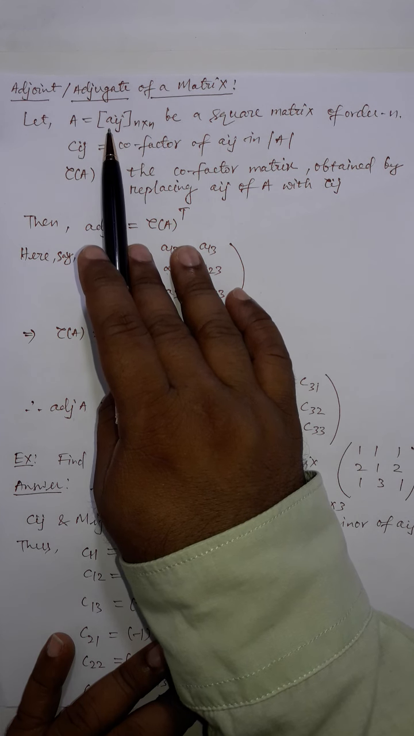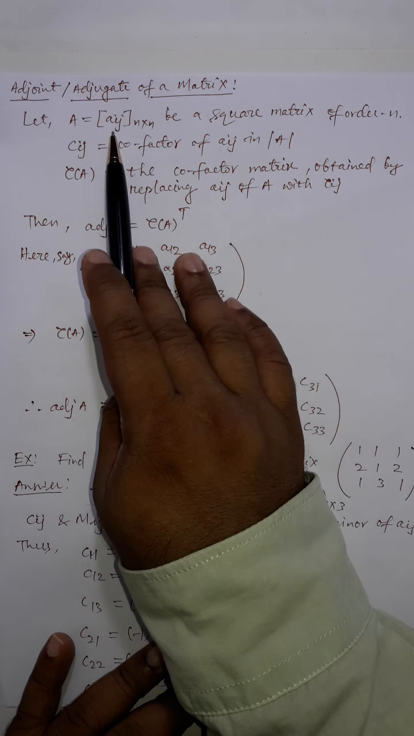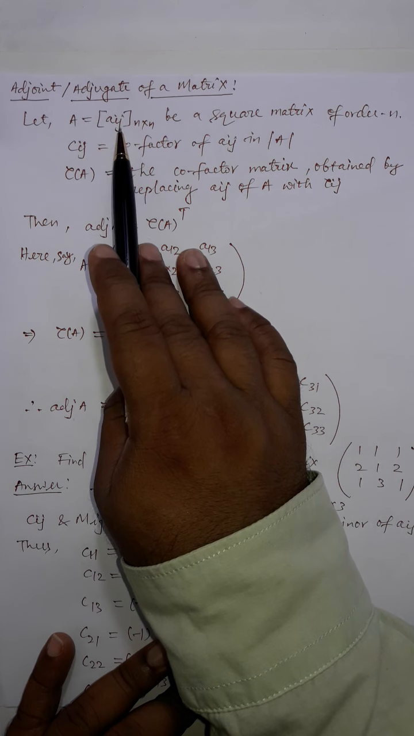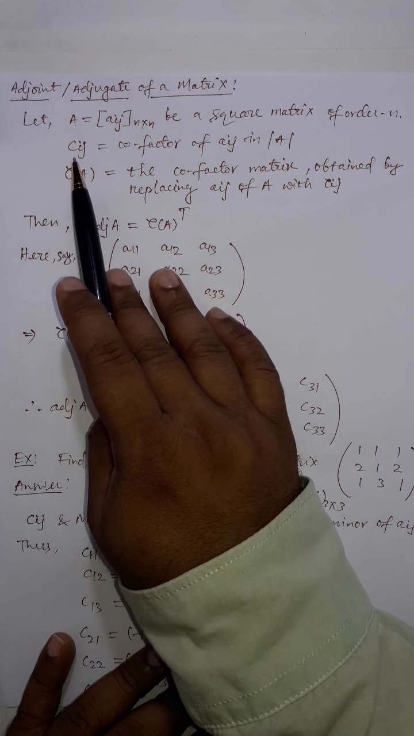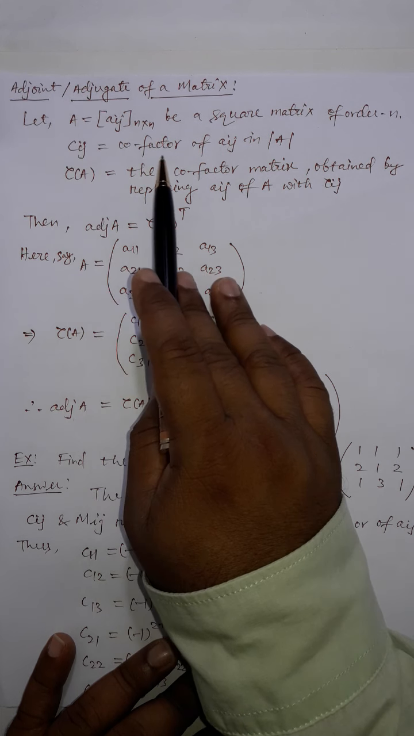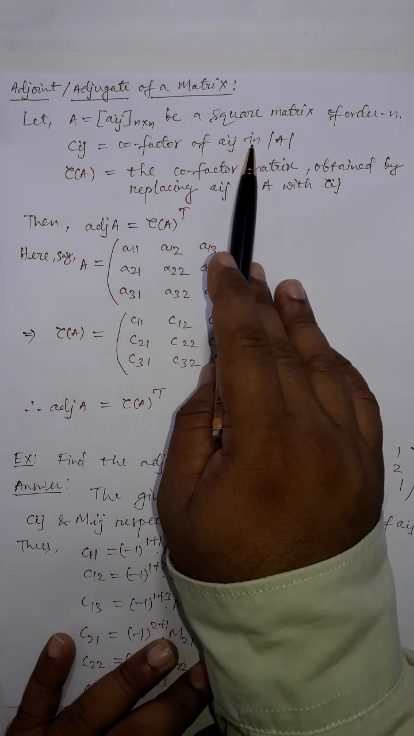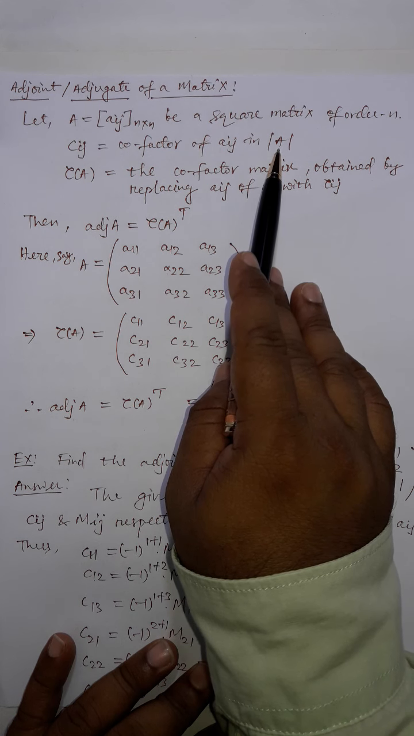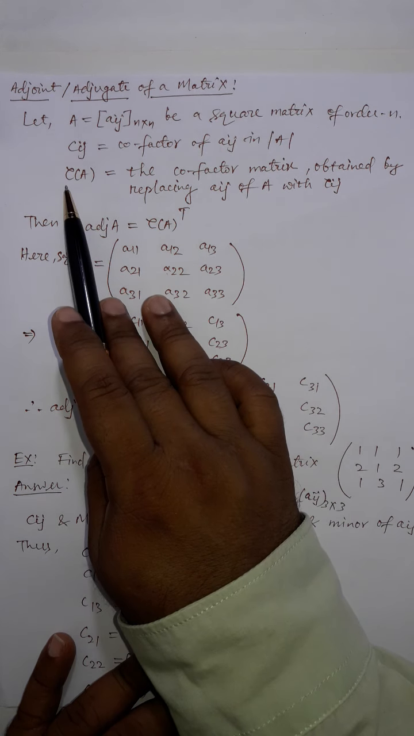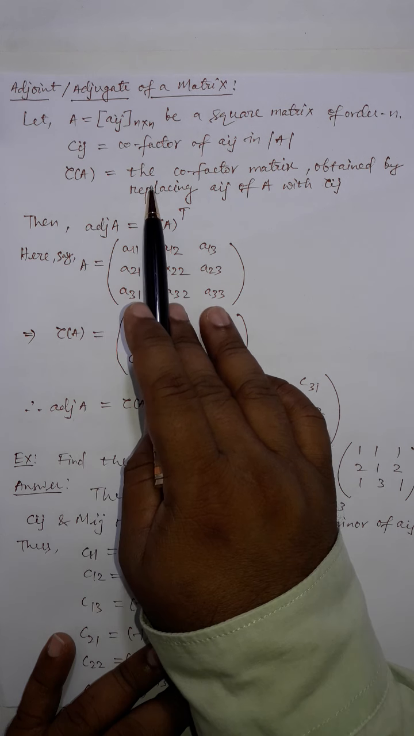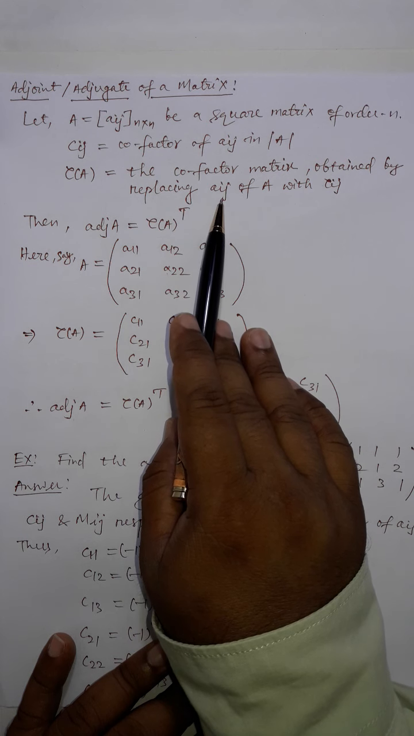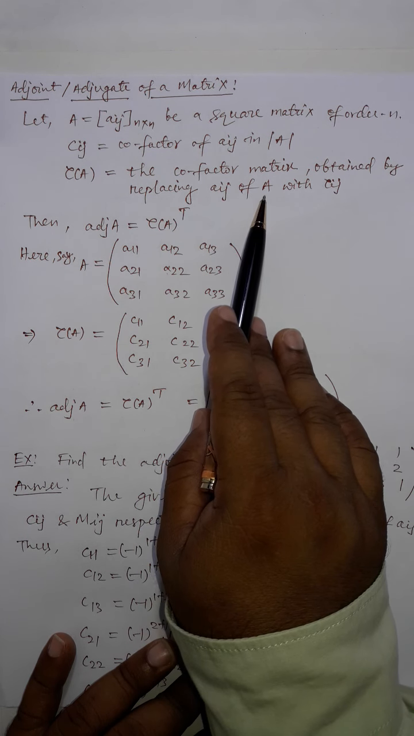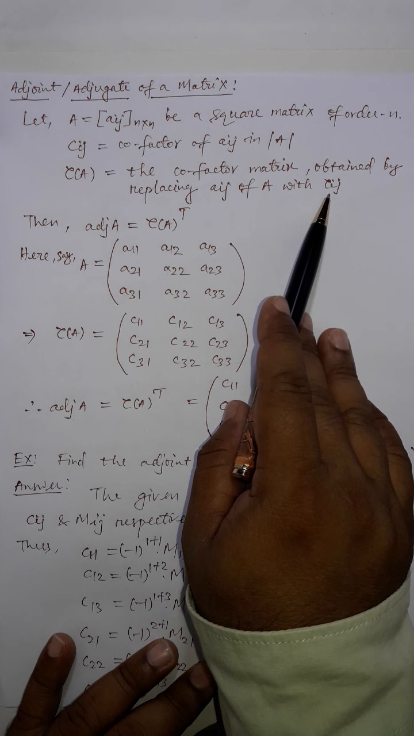So, to discuss further, let us take a square matrix A of order n, and let the representative element of this square matrix A be Aij, where i represents the row number and j represents the column number. Together with that, let us take Cij as the cofactor of the element Aij in the determinant of the matrix A. I am representing C of A as the cofactor matrix obtained by replacing the element Aij of the matrix A with its own cofactor Cij.